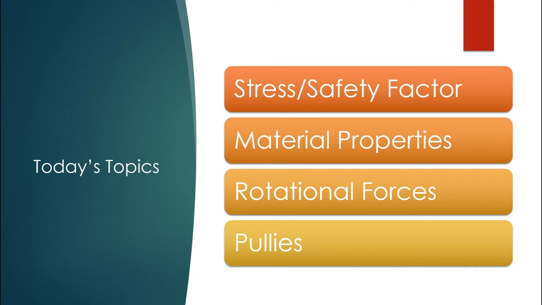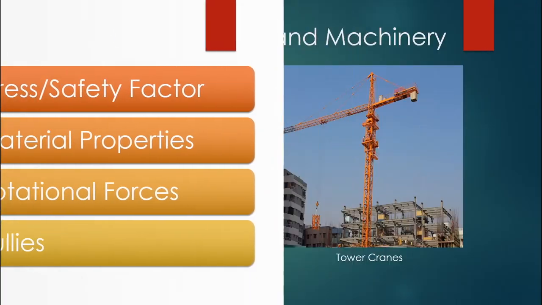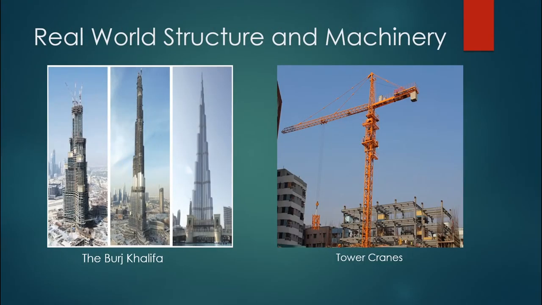Okay, so jumping in, the topics we'll be going over today, or rather the units involved in today's calculations, are stress/safety factor, material properties, rotational forces, and pulleys. Now, the real-world bits we'll be relating these to are the incredibly massive Burj Khalifa and possibly the most important machine involved in its creation, the tower crane.